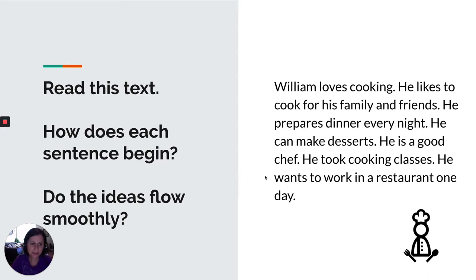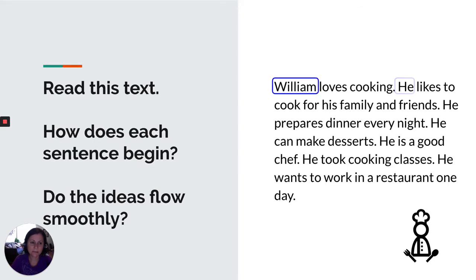William loves cooking. He likes to cook for his family and friends. He prepares dinner every night. He can make desserts. He's a good chef. He took cooking classes. He wants to work in a restaurant one day. How does each sentence begin?